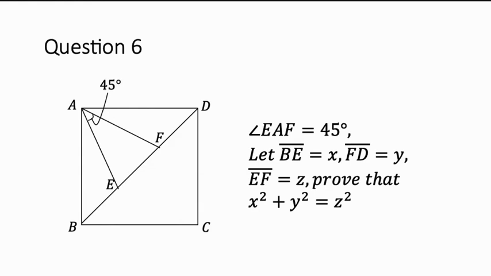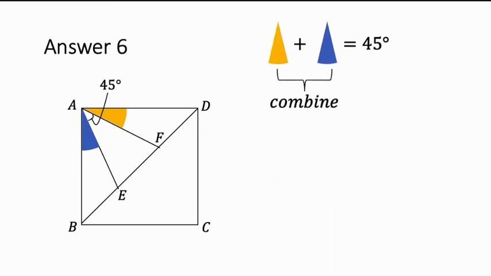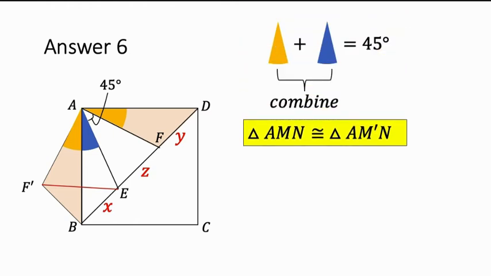So let's try to make this kind of triangle. We can first see that, as usual, FAD and EAB will add up to 45 degrees. So we'll try to combine them. Then we'll connect EF prime. Let's put on x, y, and z. From this symmetry, you can know that EF prime is just z, and BF prime is just y.